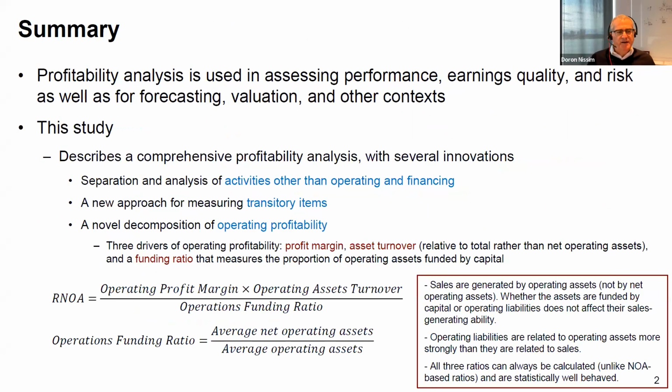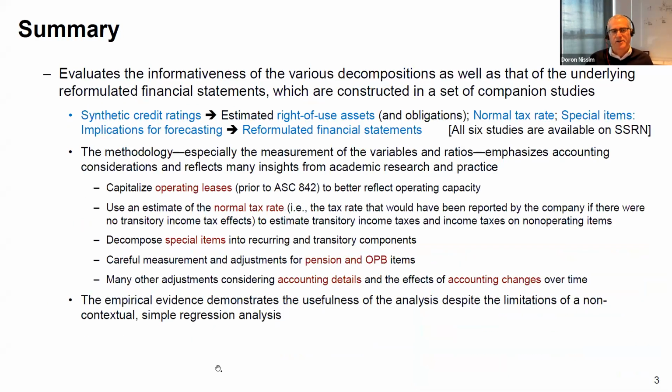The one, probably the most important one, is this operations funding ratio. This ratio is extremely stable over time. It's slightly less persistent than the operating asset turnover, but it's much more stable than the operating asset turnover and any of the other ratios.